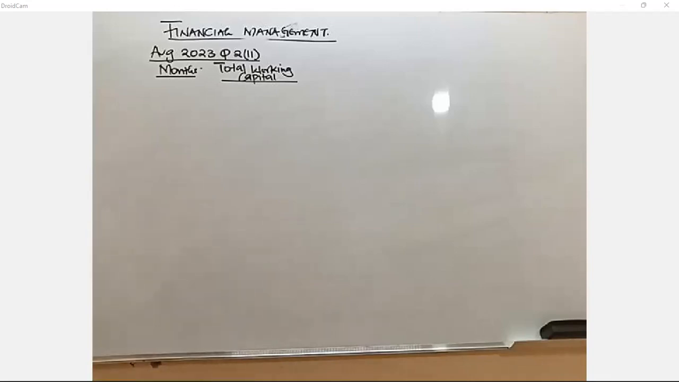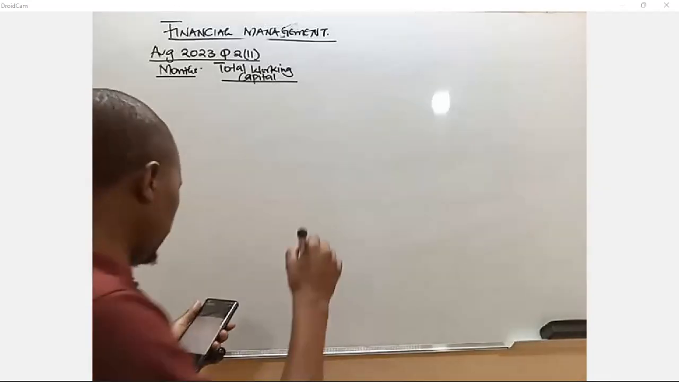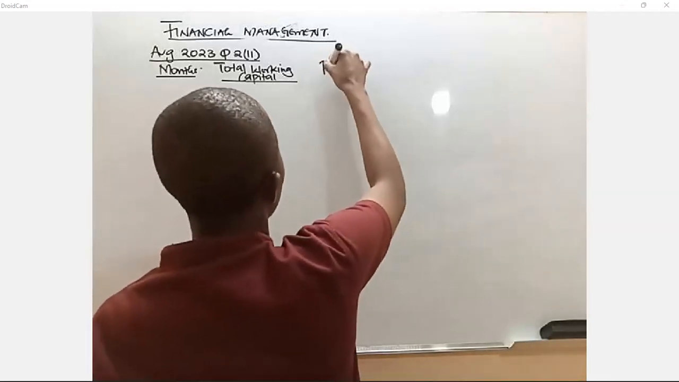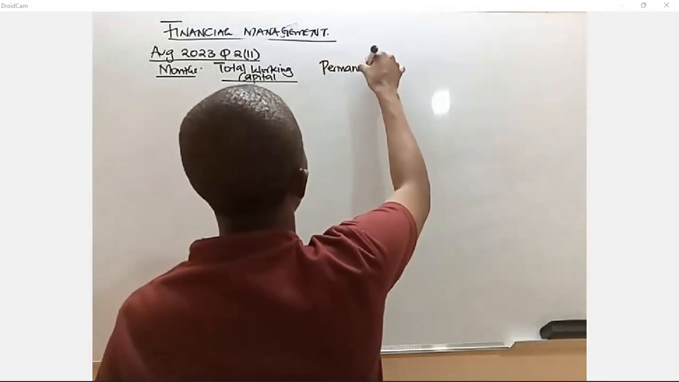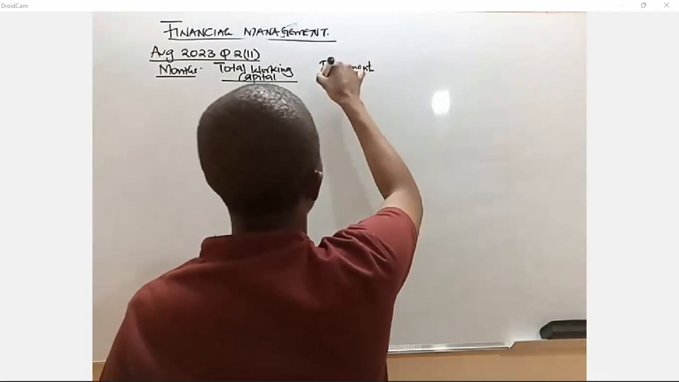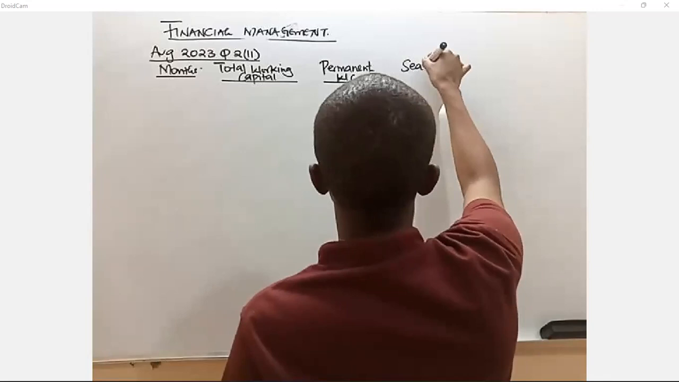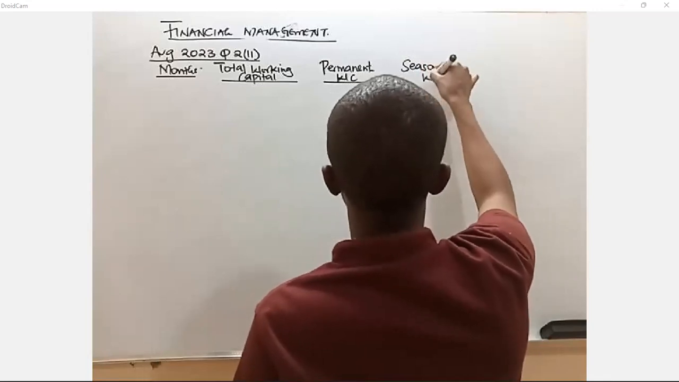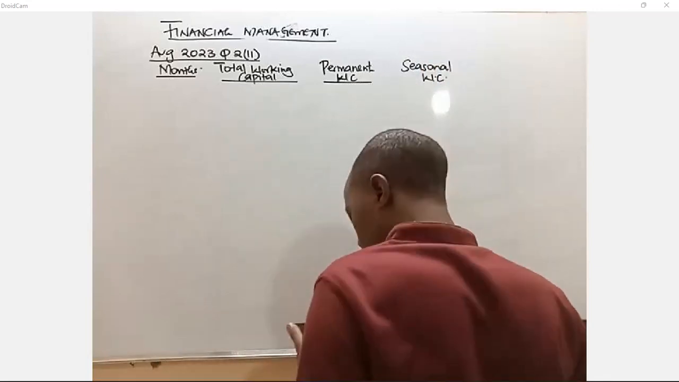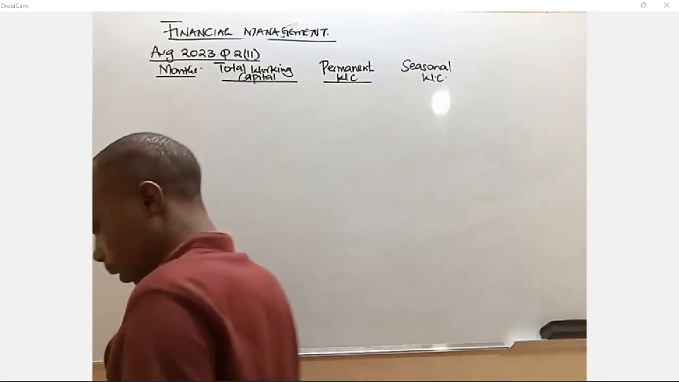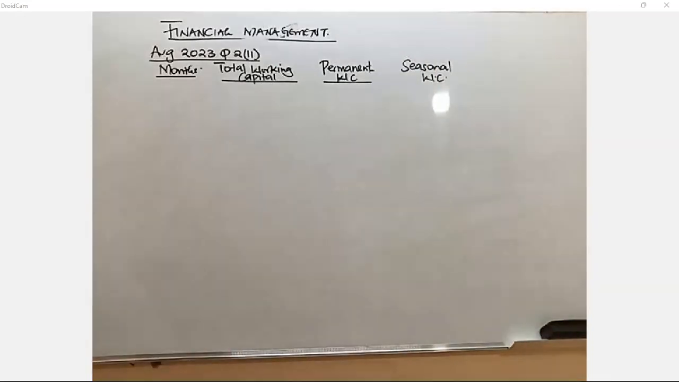So you just need to get your permanent working capital here. The permanent working capital, and also we need to know the seasonal working capital, right? The seasonal working capital. So the biggest question will be, where is our permanent working capital? Just 1 minute, please.